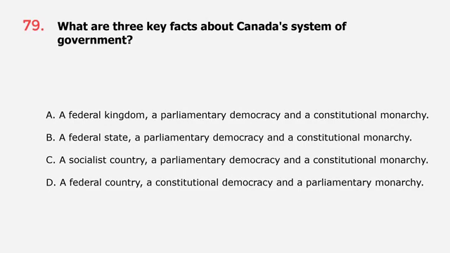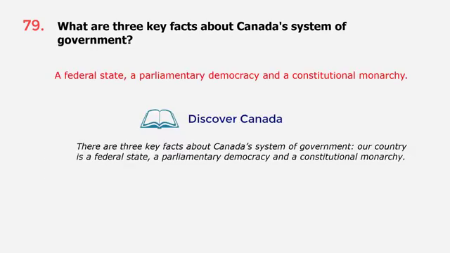Question 79. What are 3 key facts about the Canadian system of government? A. A federal kingdom, a parliamentary democracy, and a constitutional monarchy. B. A federal state, a parliamentary democracy, and a constitutional monarchy. C. A socialist country, a parliamentary democracy, and a constitutional monarchy. D. A federal country, a constitutional democracy, and a parliamentary monarchy. The answer is B. A federal state, a parliamentary democracy, and a constitutional monarchy.